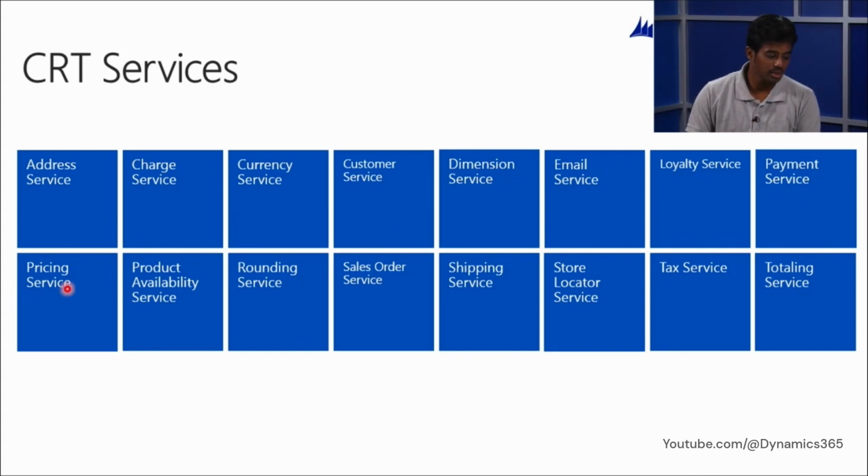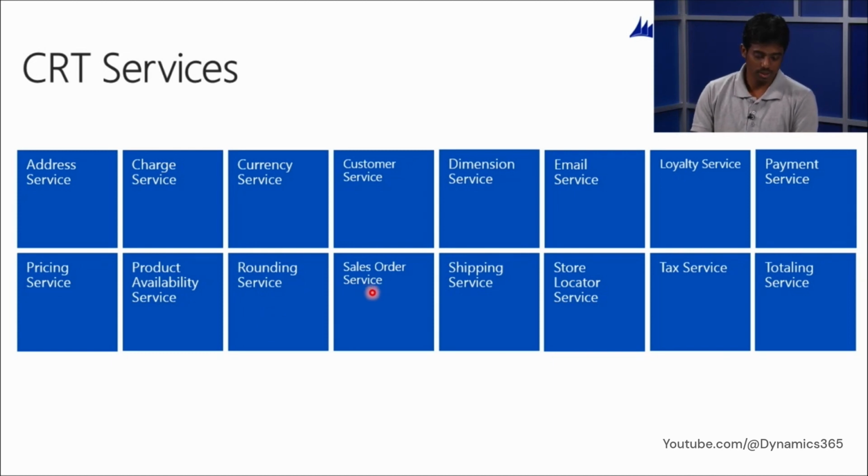Moving on would be the pricing service, where it obtains the prices of an item in real time. The price is adjusted based on the base price and any applicable discounts. Discounts can be customized for each retailer. Next would be the product availability service. This is a service which calculates the quantities of the product that are available to sell. And next would be the rounding service. The rounding service rounds the tender amount based on the tender type and the store.